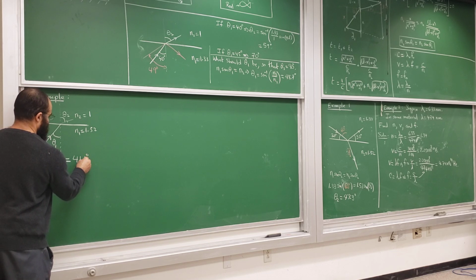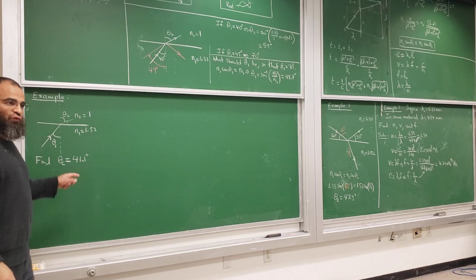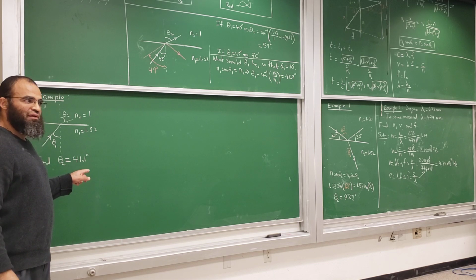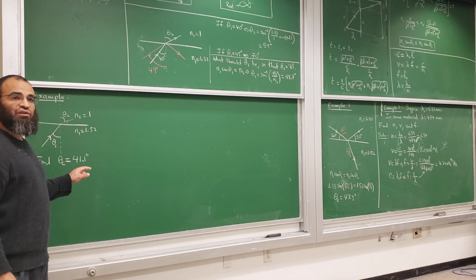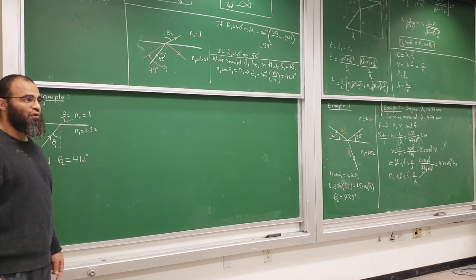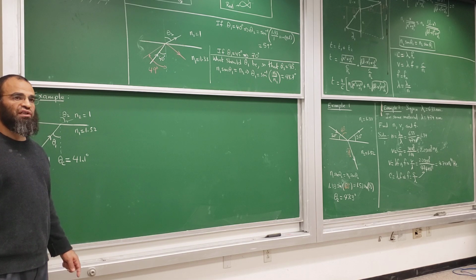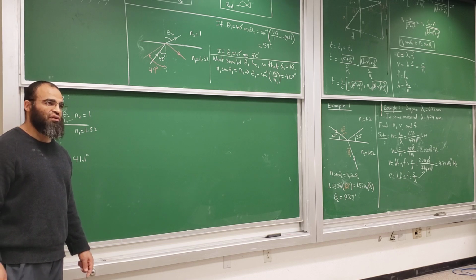41.1 degrees. So if you exceed this angle, what happens? Does any light escape? No, you will have total internal reflection. Okay? Total internal reflection. And I'm going to give you an example and then an application of this total internal reflection.